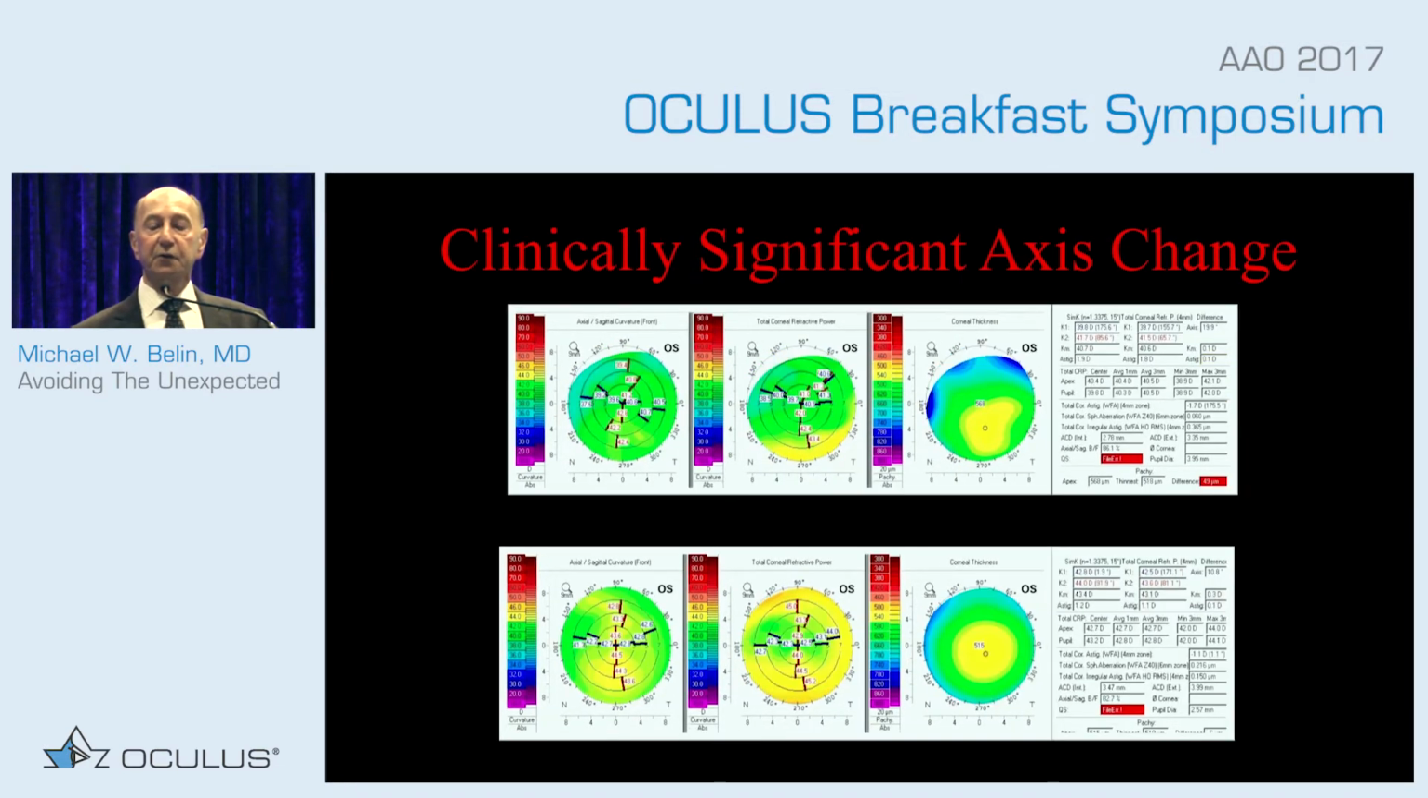I'm just going to flip to that because we're running out of time, but here's a clinically significant axis change. If you can read the numbers, you'll see the magnitudes match up fairly well here, but this is almost a 20-degree axis change, and this one's about an 11-degree axis change. So the magnitude matches up, but we're talking about 11 degrees in the lower example and 20 degrees in the upper example. Those are huge changes in axis.